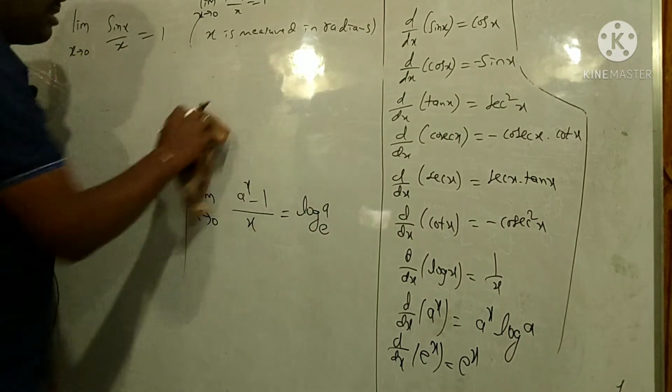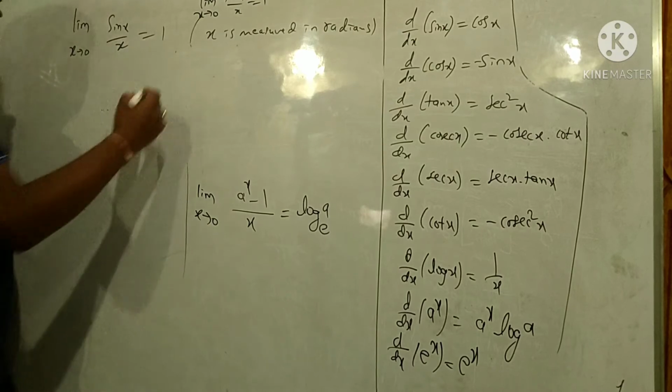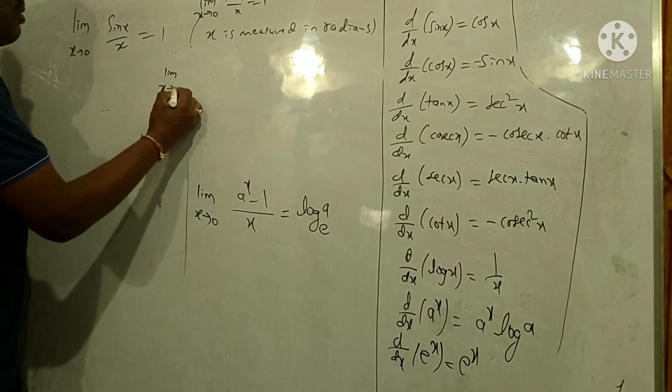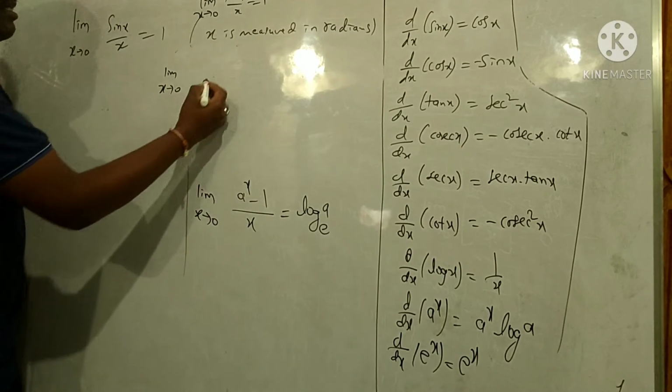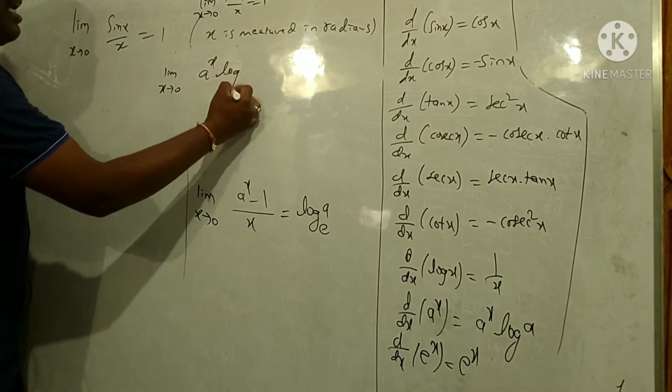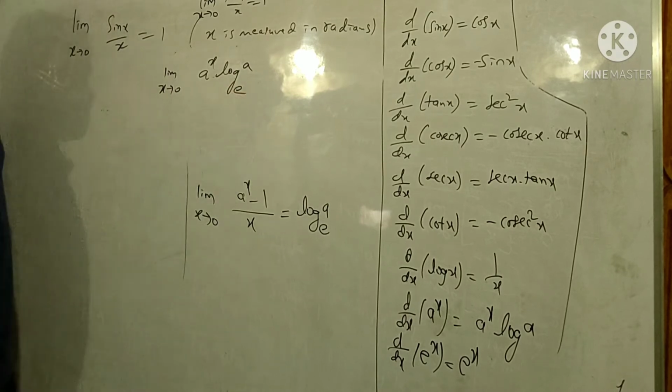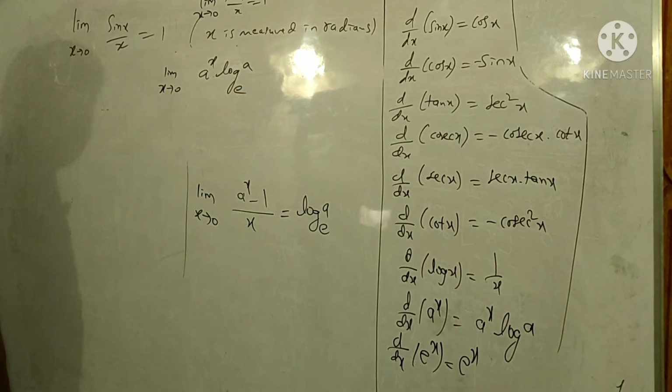This is also done. Now another one is what? a power x. Now you know that limit x tending to 0, the differentiation of a power x is a power x log a. See, we can write base e, we don't write it, it's okay, fine.